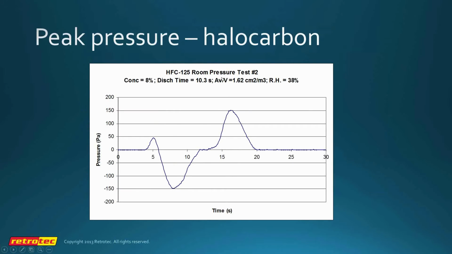So this is HFC 125, produces much less of a pressure spike in magnitude, but still in a very, very tight enclosure will still produce a significant amount of pressure, and it seems to have a pretty balanced positive and negative pressure spike. This is at a relative humidity of 40%. When it goes down closer to 10 or 15%, the negative spike starts to get larger, the positive spike gets smaller.